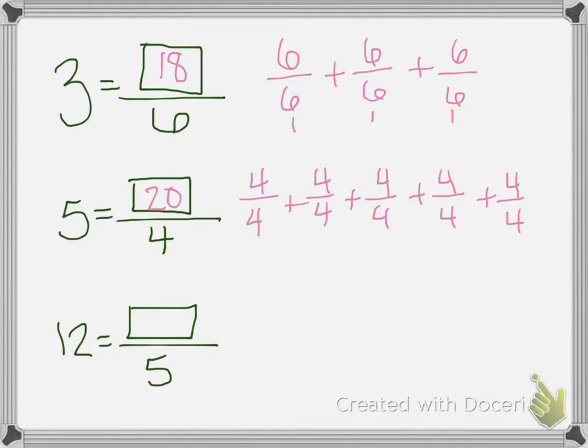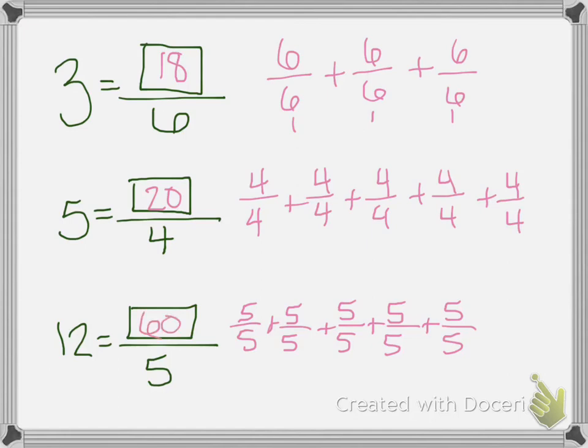In the last one, I have 12 equals something over 5. So, again, 1 whole, 2, 3, 4, 5. We're going to have to keep doing that 12 times. So it would be 12 fives, which is 60 fifths.